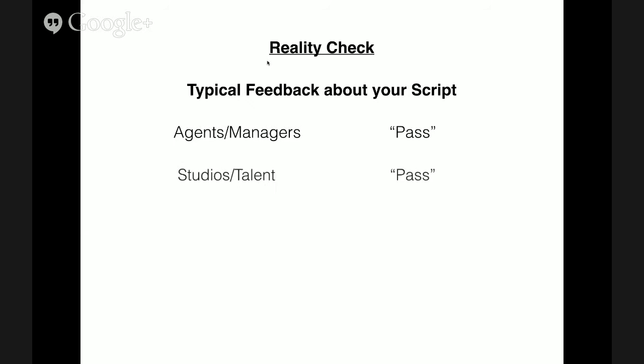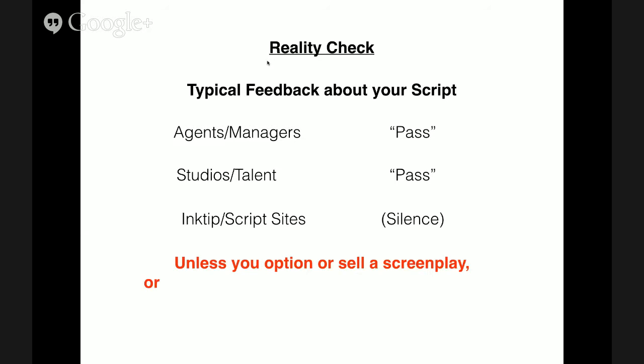Why? Because if they're going to take on a movie, they're going to be spending the next X number of years working on this project. If your project is not the one they're going to use, they're going to move on and try to find the next one. They don't have time to deal with what they're not going to do. Studios and talent are the same. And when you go to sites like InkTip and Blacklist, you put your script out there, but you might not get any feedback at all. You're not going to get a pass because you haven't submitted to anybody. It's just going to be silence, crickets.